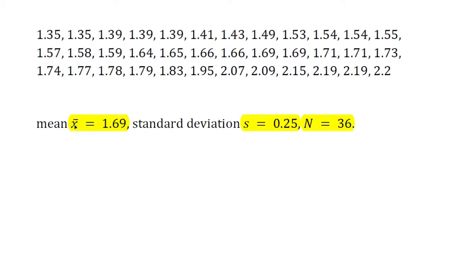We have a sample mean. That's why I used x bar here. So x bar equals 1.69. And then the sample standard deviation equals 0.25. So the sample itself and all of these characteristics of your sample are all considered as given information.